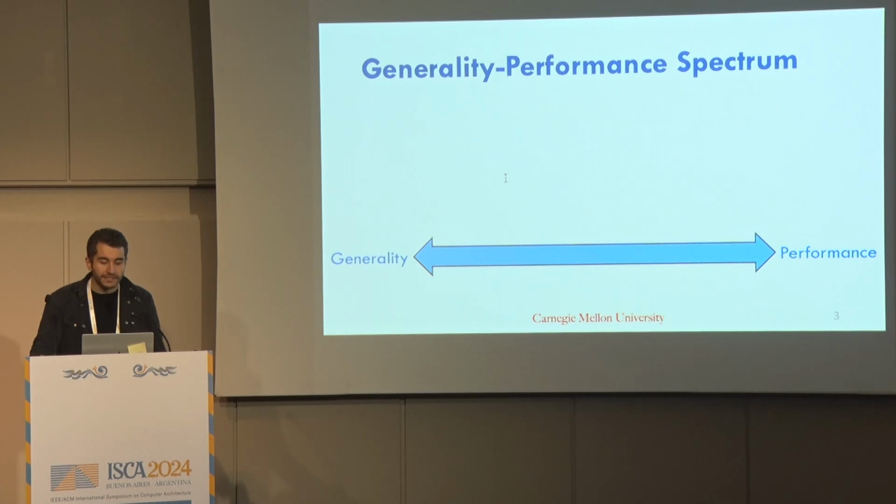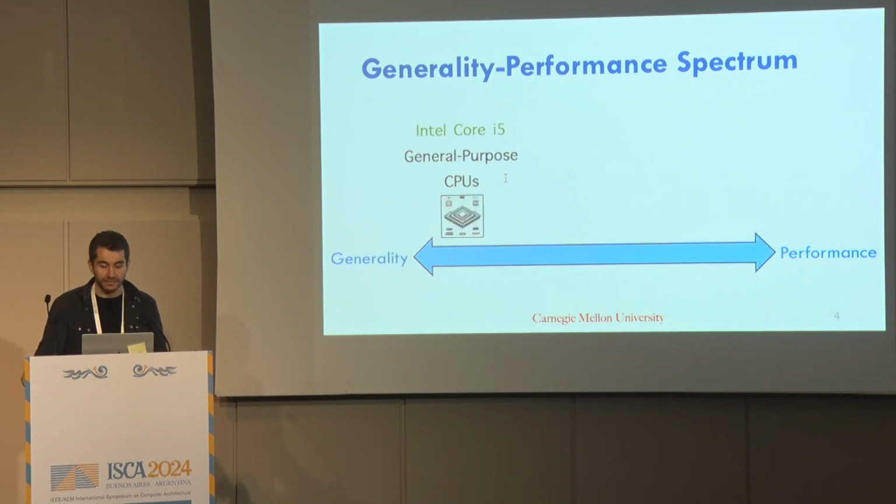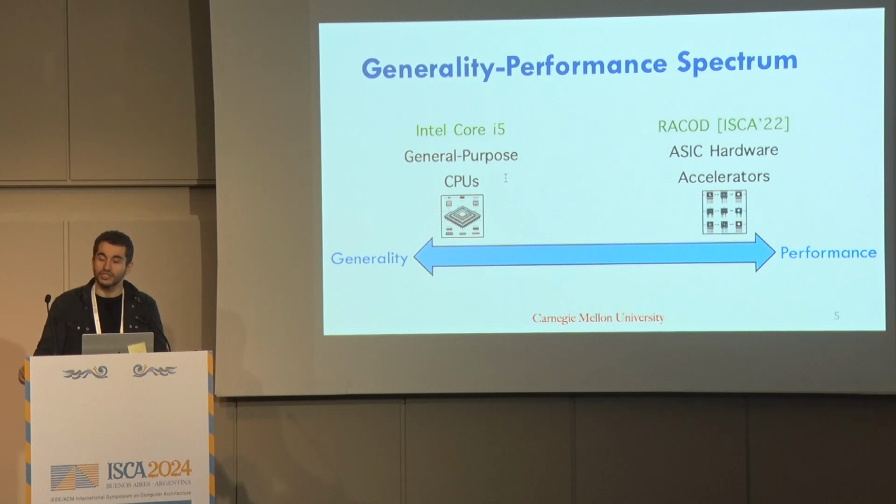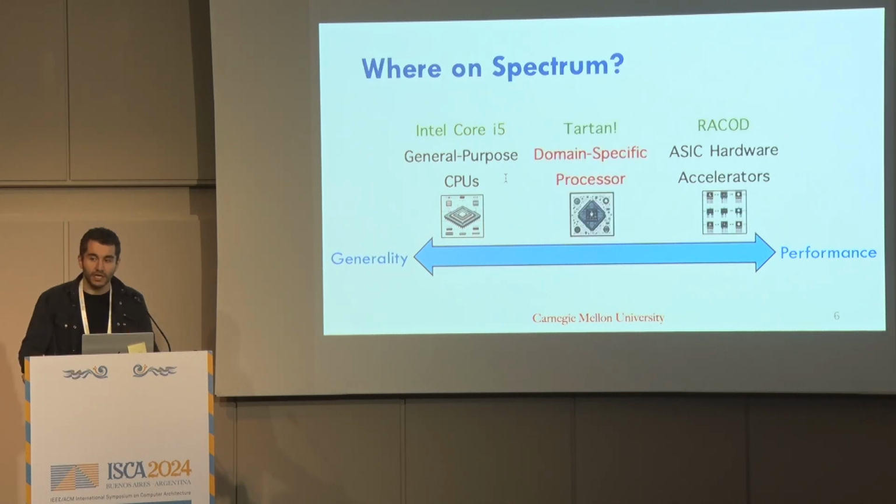So on this spectrum of generality and performance for computation in robotics, currently we have on one end general purpose CPUs like Intel Core i5, which is extensively used in the current market for different robotic applications. And on the other end, we have a variety of research proposals and artifacts about ASIC hardware accelerators, including RACOD, our own prior work, which target a specific application and try to execute it with the highest possible performance. This work, Tartan, targets the middle ground.